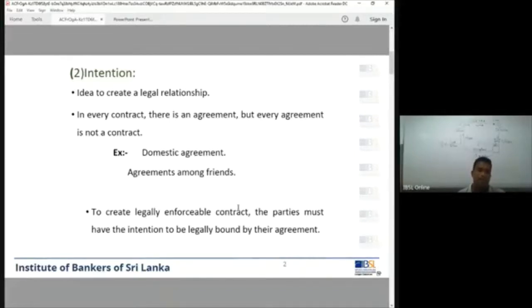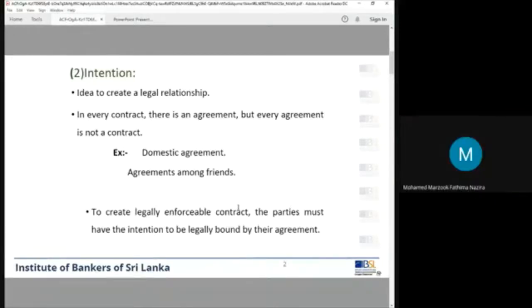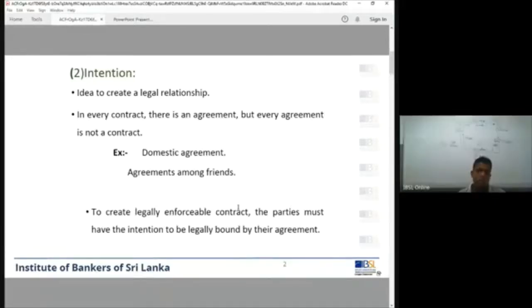Father has not performed. But still, I say that you can't go to courts and ask any remedy against your father because there is a lack of one element. What is the element? Element number 2, the intention. Your father does not have the intention to create a legally enforceable contract with you. When he made the promise to you to buy a vehicle, he didn't mention or expect that you will go to courts and file an action against him if he doesn't buy a vehicle.